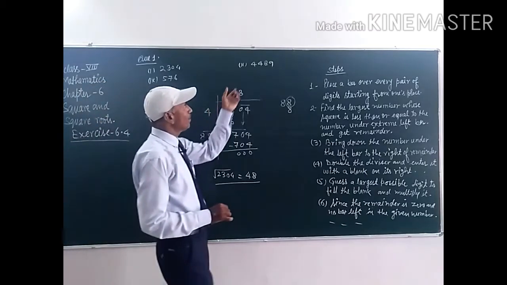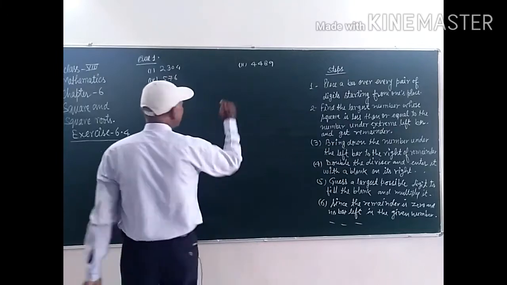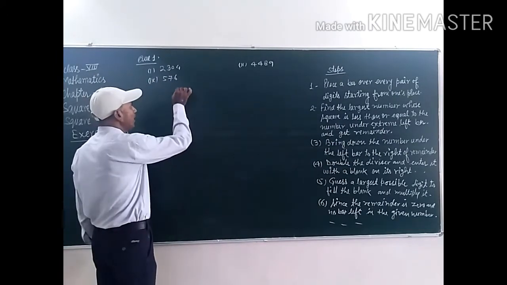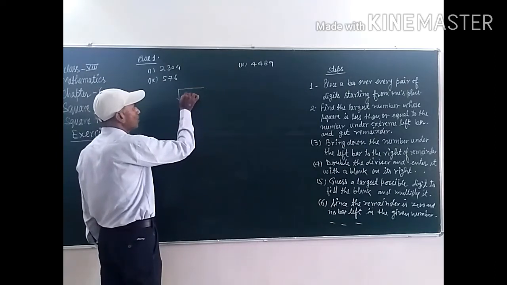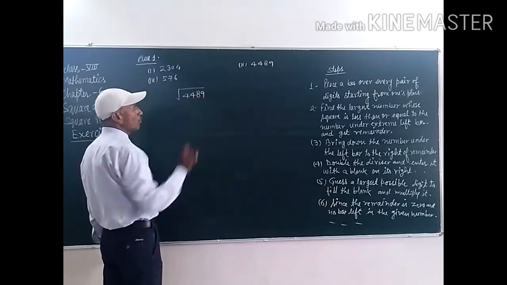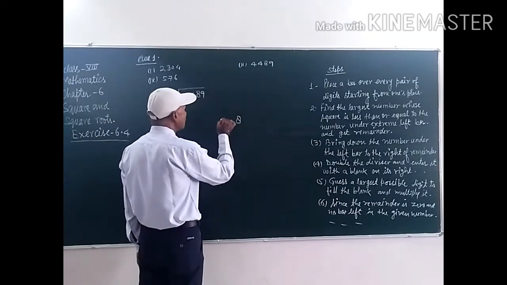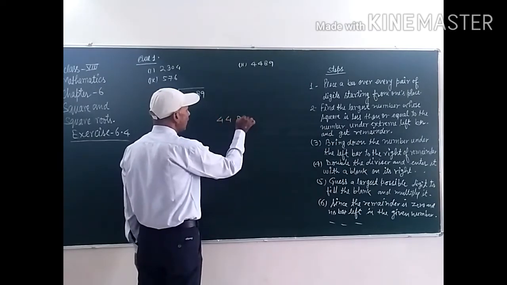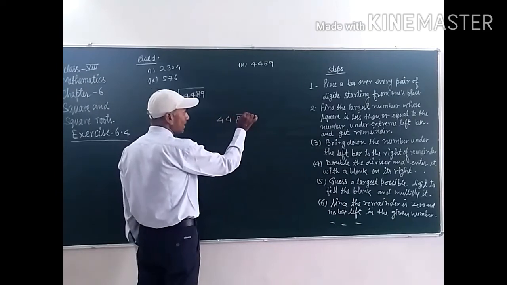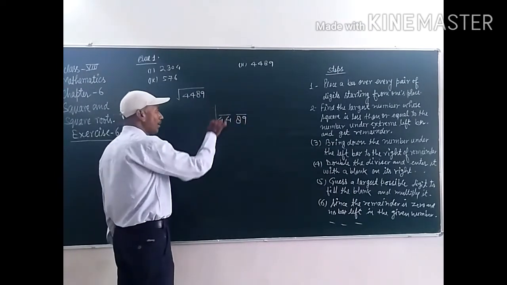Now take another example, the second part of this question. Try to understand the steps of the solution. We have to find the square root of 4489. Now we write 4489. In the first step, we make pairs by putting the bar over the numbers and make this type of arrangement.